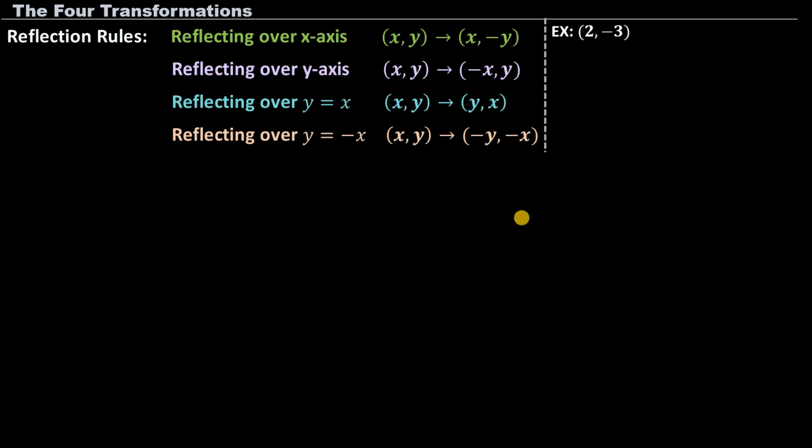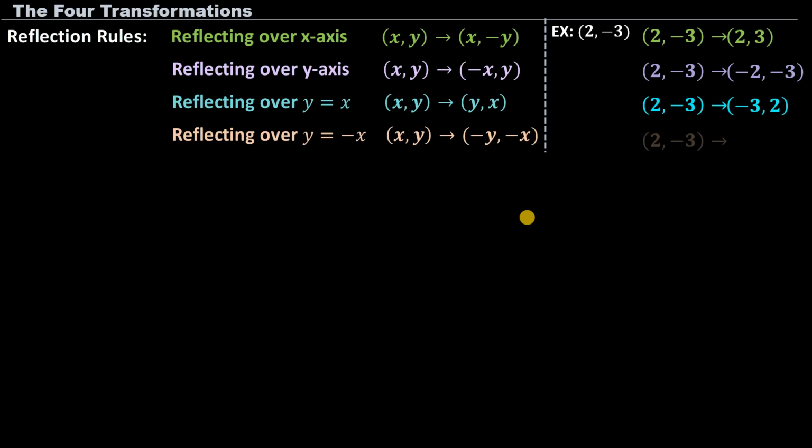So if we look at an example, we're going to look at the point (2, -3). If we take (2, -3) and reflect it over the x-axis, the y value is supposed to change. So (2, -3) would become (2, 3). (2, -3) over the y-axis, the x value is going to change. So (2, -3) becomes (-2, -3). Reflecting over y equals x, we're supposed to swap the positions of y and x. So (2, -3) becomes (-3, 2). And lastly, going over y equals negative x, (2, -3) becomes (3, -2). So swap them and change their signs.